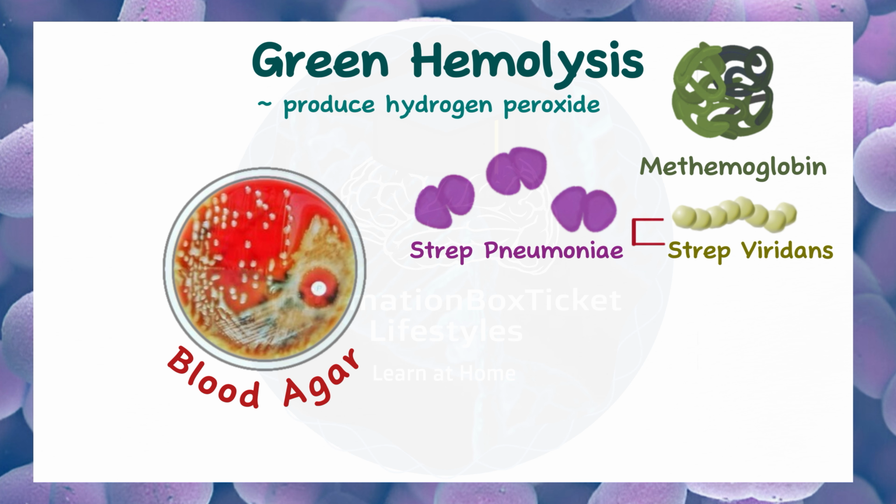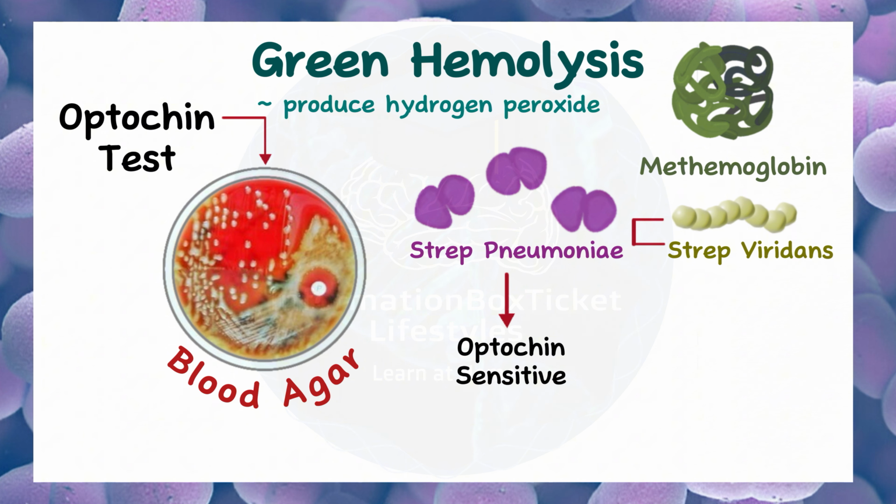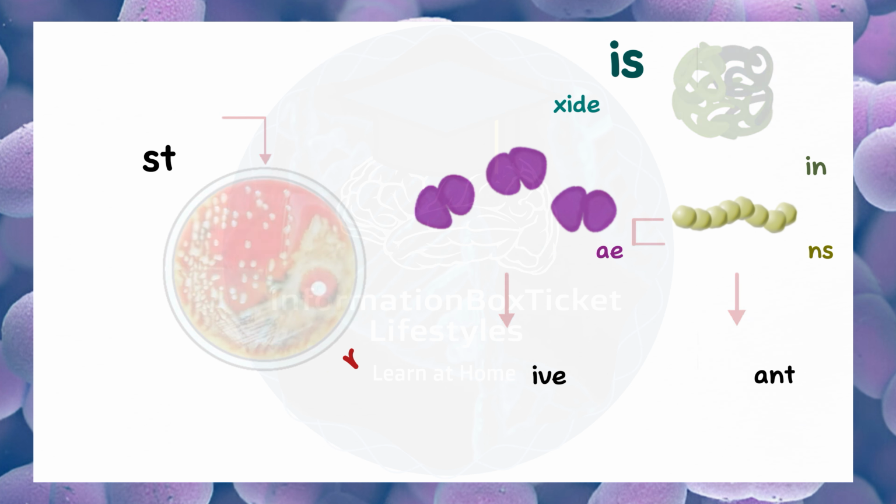To distinguish Strep pneumoniae, an optochin test is performed. In this test, an optochin-containing paper disc is placed on a plate of blood agar, inoculated with the bacteria. For Strep pneumoniae, the growth of the bacteria is inhibited in the zone surrounding the optochin disc, indicating optochin sensitivity. In contrast, Strep viridans are optochin resistant, meaning there is no inhibition of growth around the optochin disc.